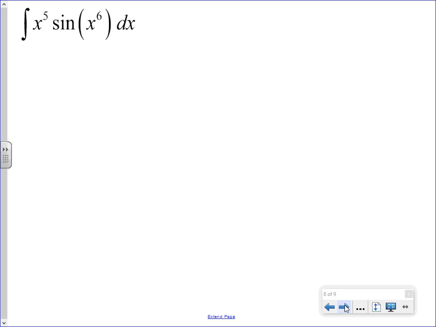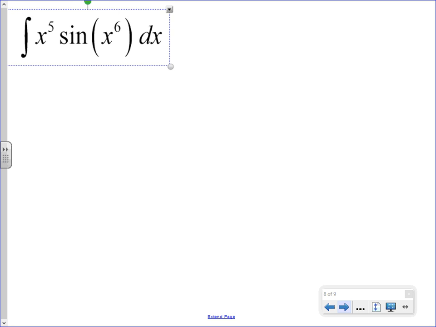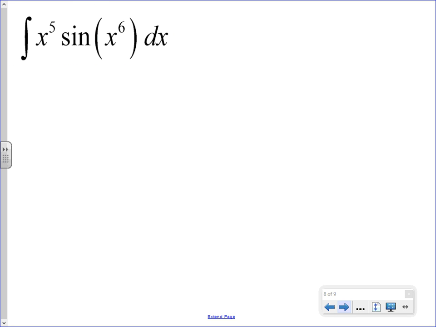Another one. This is our last true do-it-all-the-way-through example, and then I have a couple antiderivatives that I just want to talk about but not actually solve.